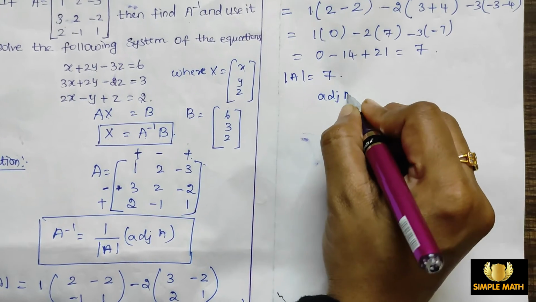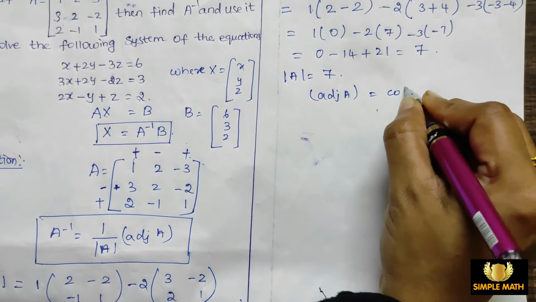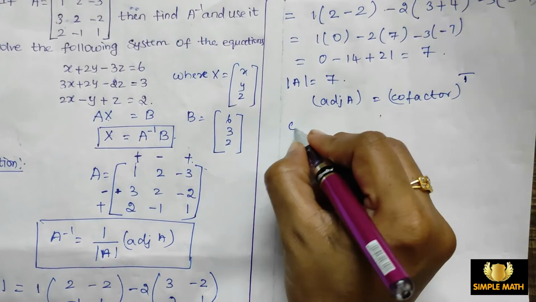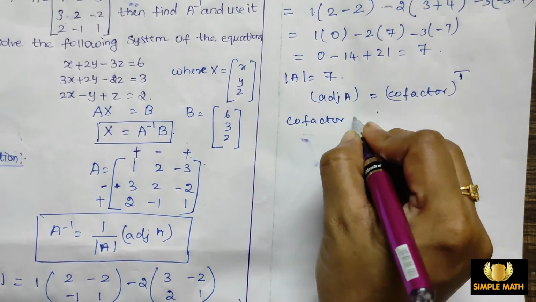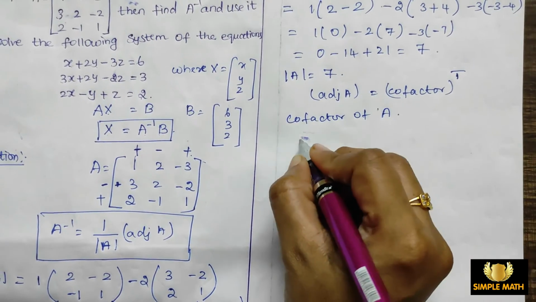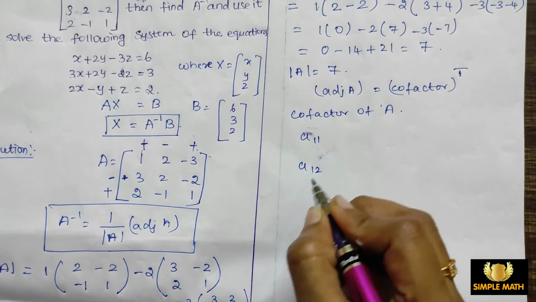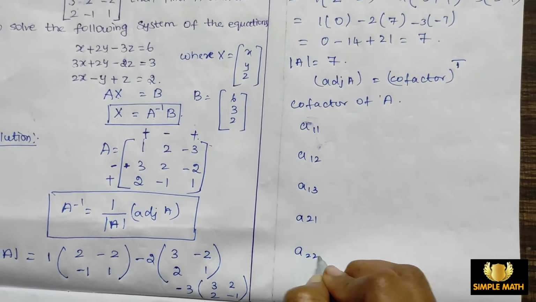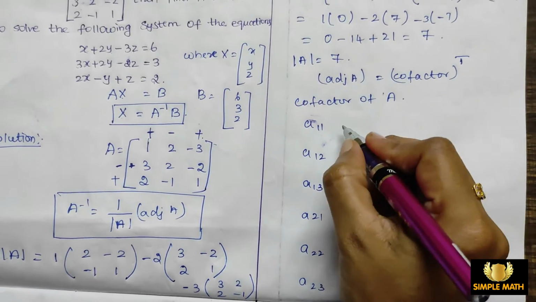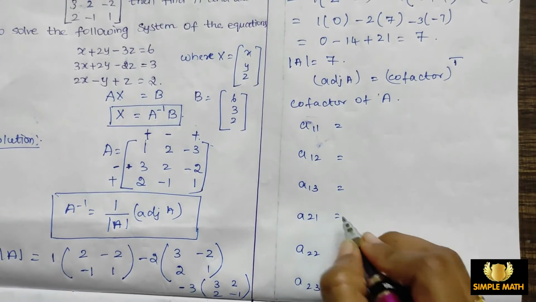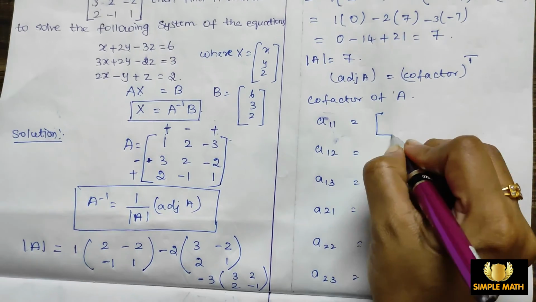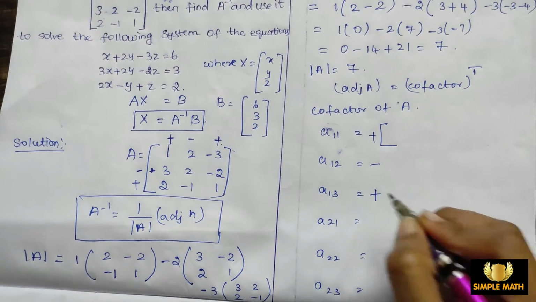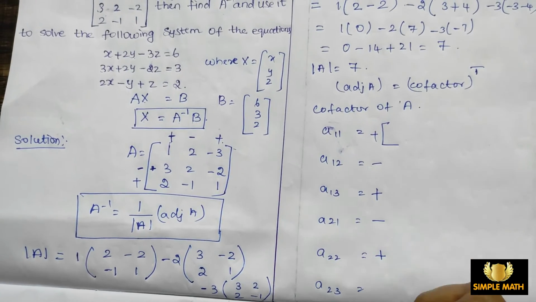Then adjoint of A. Adjoint of A is equal to the transpose of the cofactor of A. So if we find the cofactor, then we can easily find the adjoint of A by interchanging the rows and columns. So for the cofactor of A, we have to find each and every entry of the matrix, which is A11, A12, A13, A21, A22, A23 and A31, etc. First write the signs outside: plus, minus, plus, minus, plus and minus.